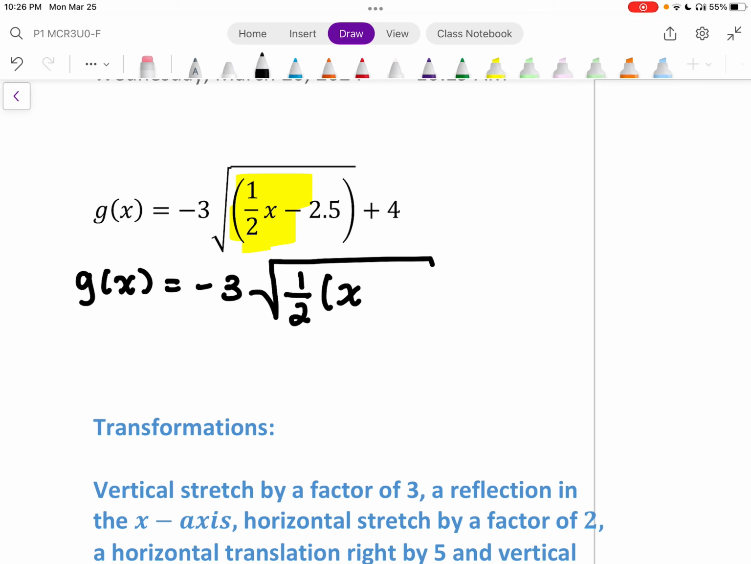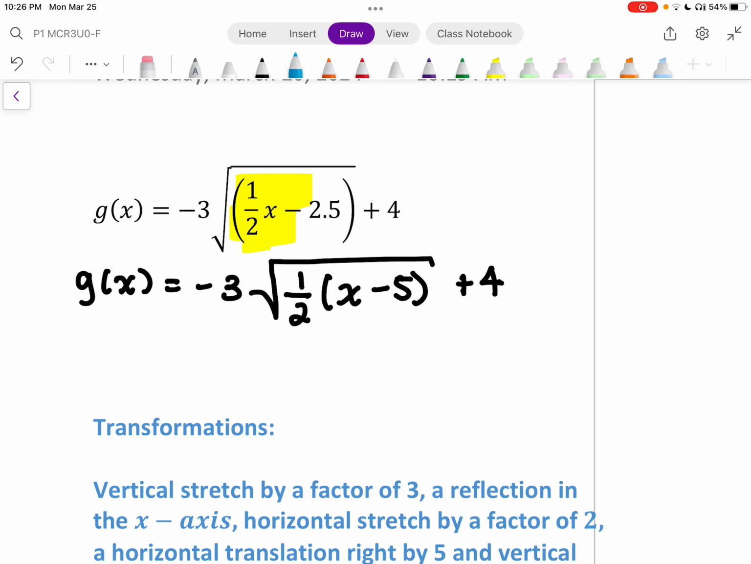So 1 over 2 divided by 1 over 2 is just 1. Negative 2.5 divided by 1 over 2 is going to give me negative 5 plus 4. Now I can go ahead and read off what my A, K, D, and C values are, because your K value changes when you factor.